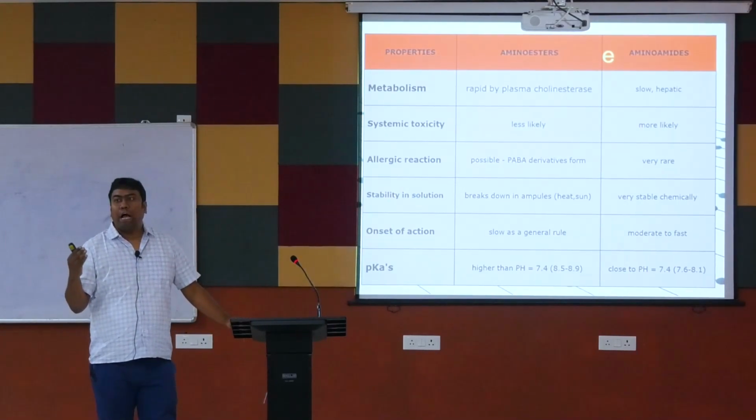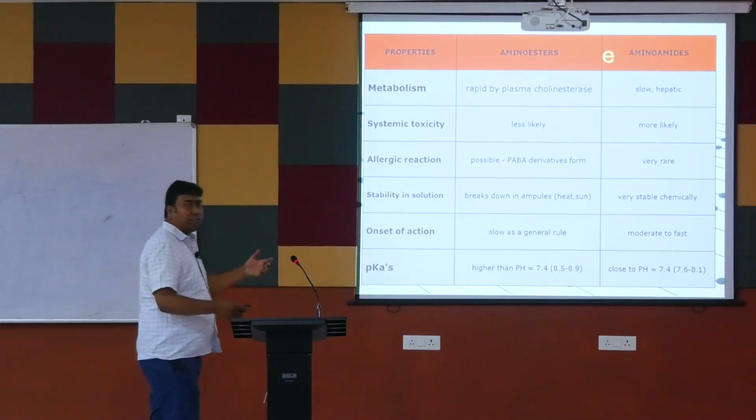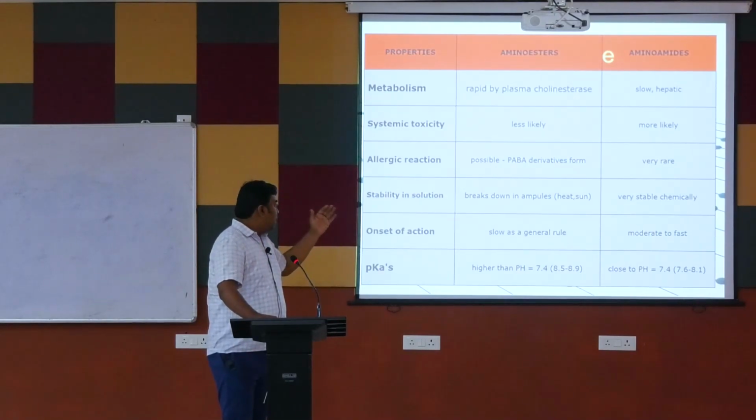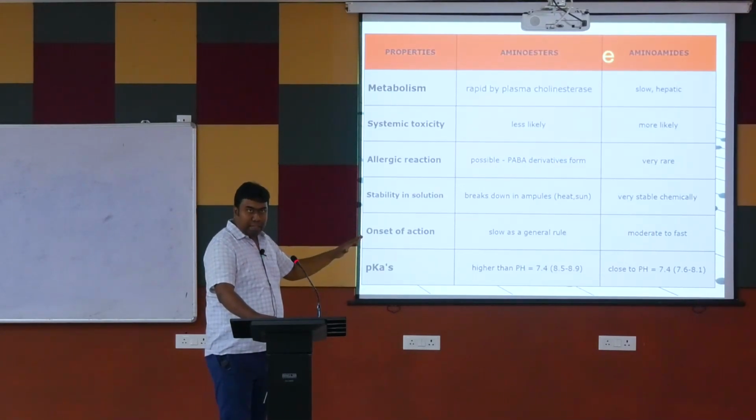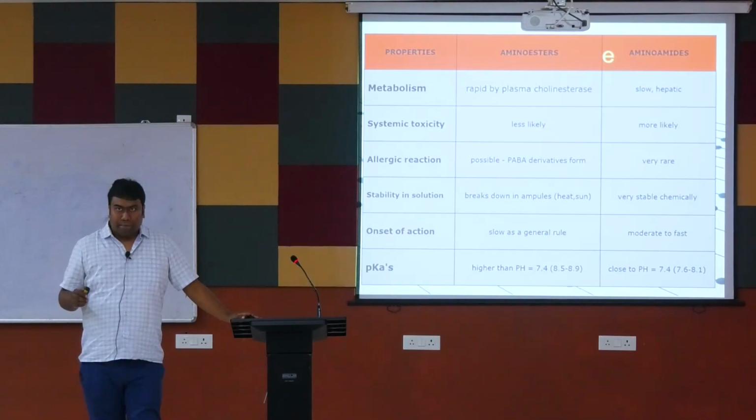What are the toxic effects? CNS involvement and CVS involvement. Whereas allergic reactions are much more common with the ester drugs. Amides are more stable, with early onset, and they are metabolized in the liver. So their duration is longer than the ester. Esters are metabolized by the cholinesterase present in the plasma.